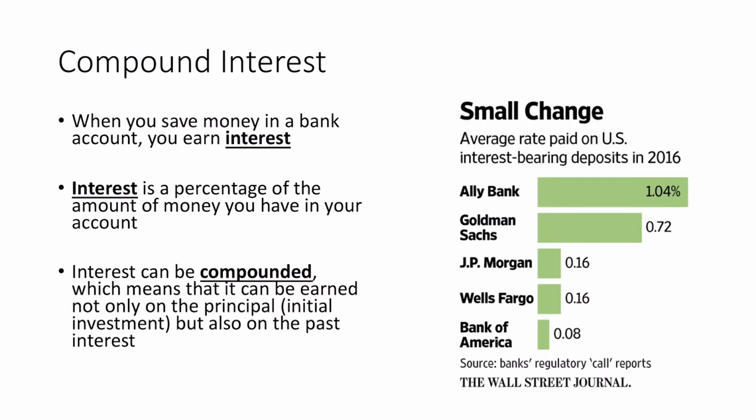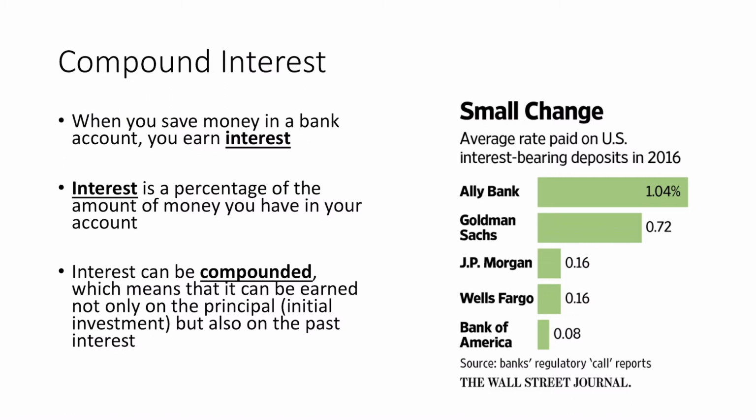So another place that we use exponential growth or decay is when we're talking about compound interest. If you have a bank account, or if you've ever deposited money in an account, you know that when you save money in a bank, you earn interest. It's a percentage of the amount of money you have in your account that the bank will give you just for having your money deposited in their account.